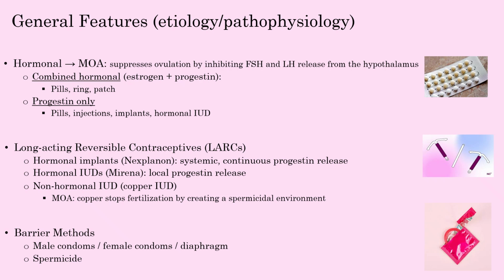Next, we have barrier methods, which include male condoms, female condoms, or diaphragms. These work by physically blocking sperm. We also have spermicide, which instead of physically blocking sperm, chemically kills sperm.